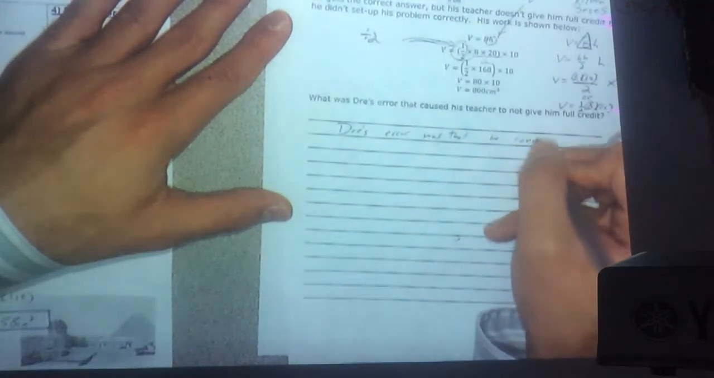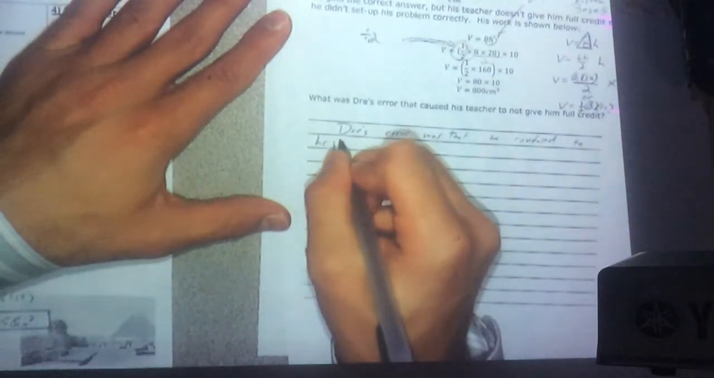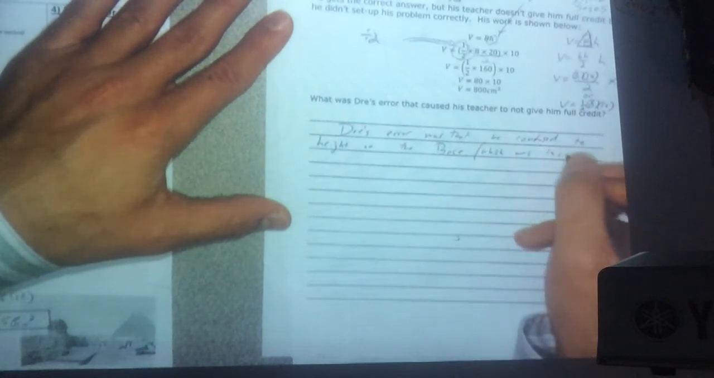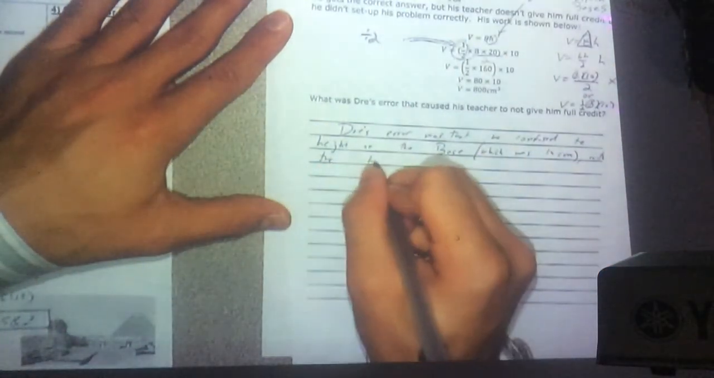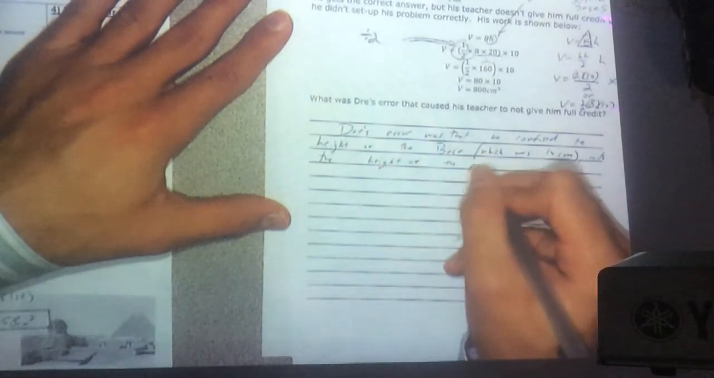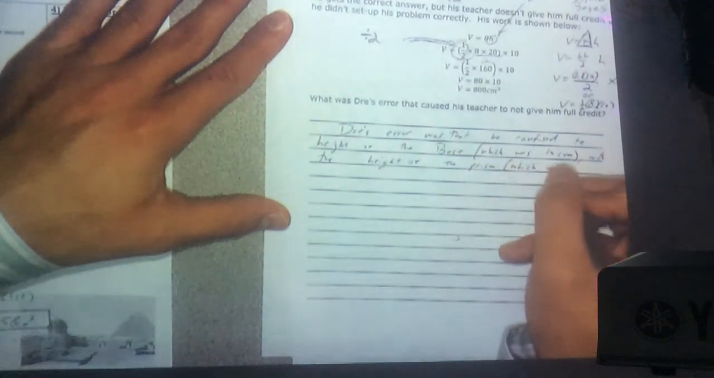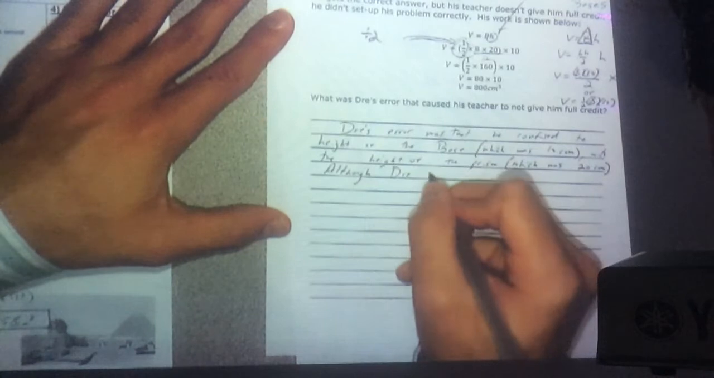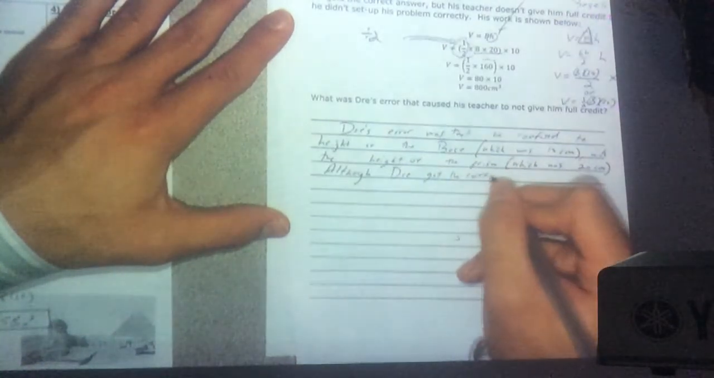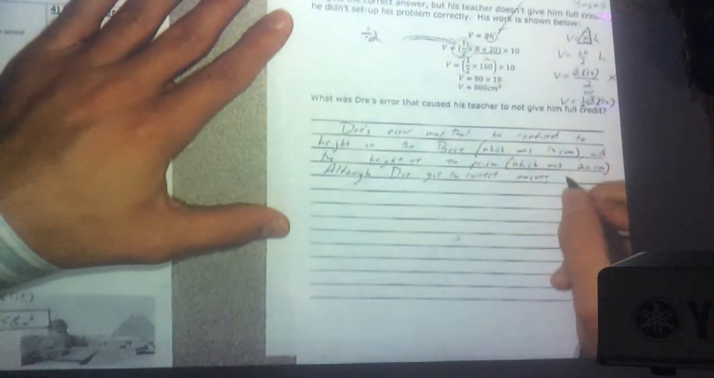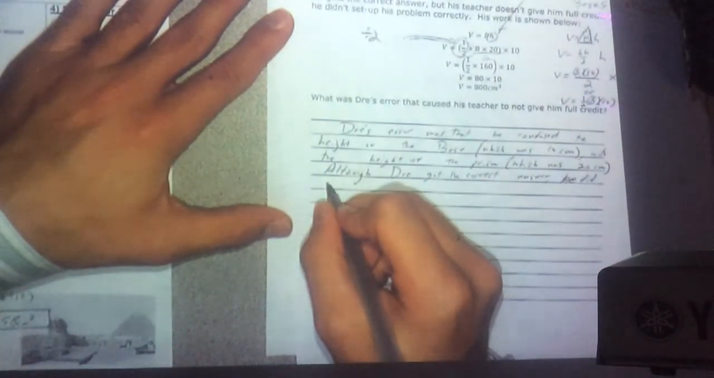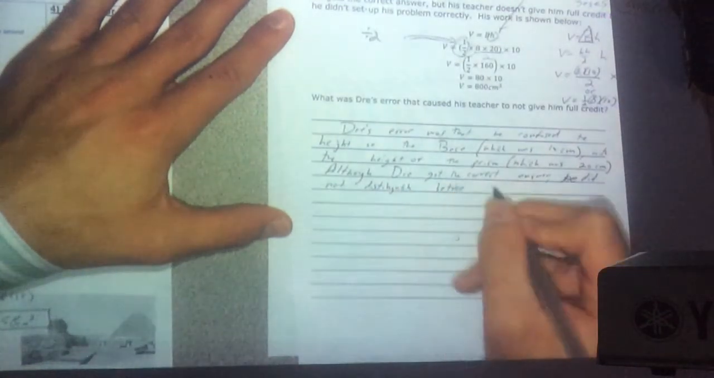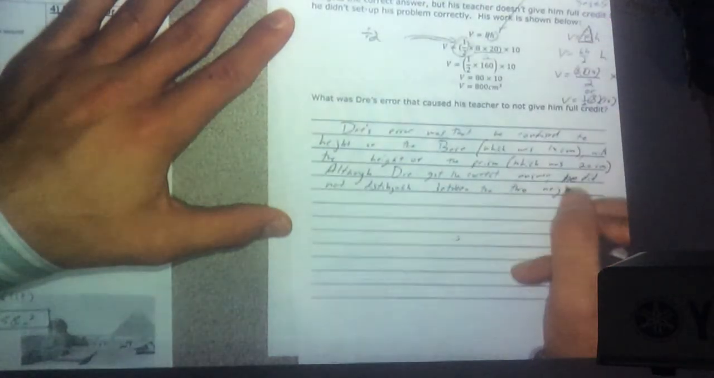Okay, so now if I were to write a justification for what Dre did incorrect, Dre's error was that he confused the height of the base, which was 10 centimeters, with the height of the prism, which was 20 centimeters. Although Dre got the correct answer, he did not distinguish between the two heights, period.